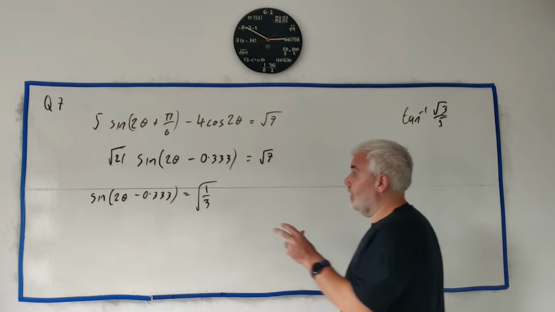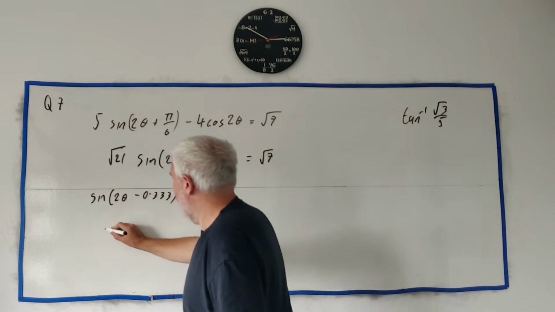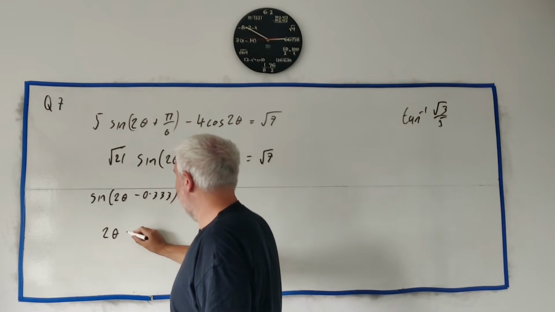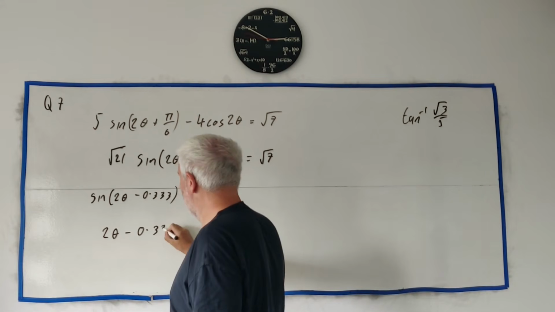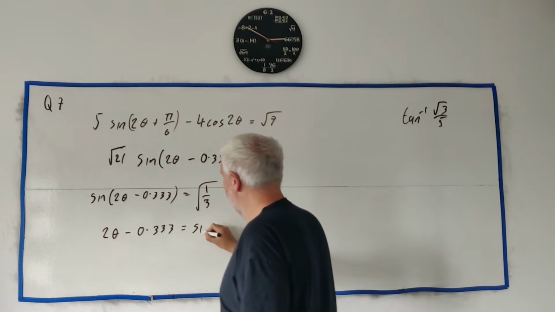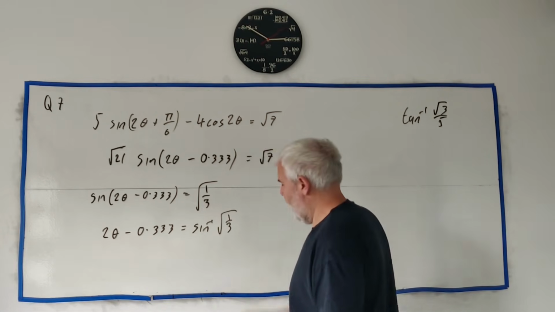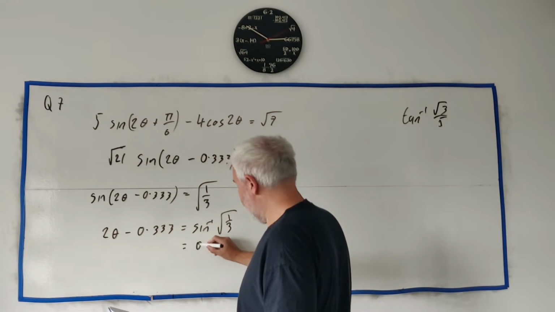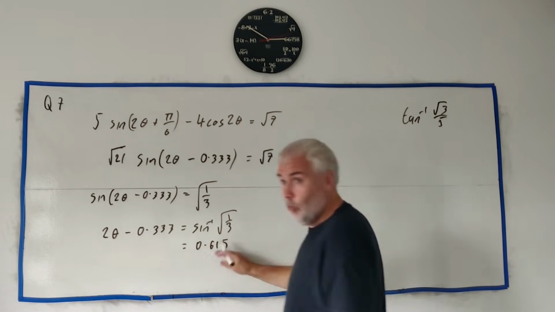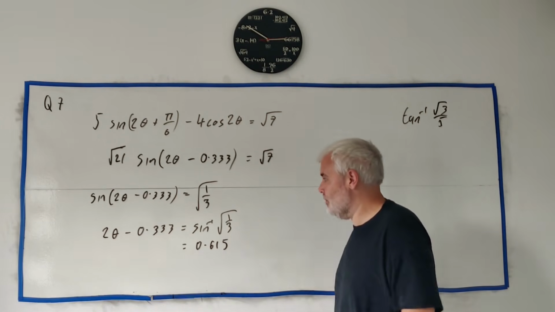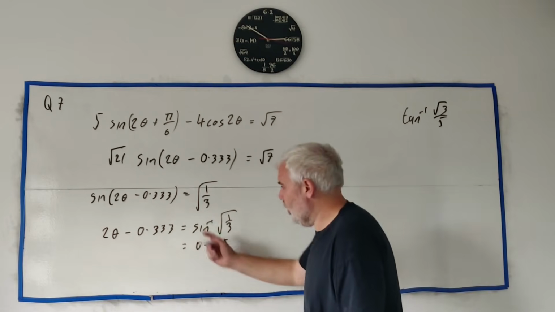We can get the inverse sine at this point. And we'll get 2 theta minus 0.333 is equal to the inverse sine of square root of 1 over 3. And if you do that in a calculator, that comes out at 0.615, although we're coming back to this bit here. There's something special going on here.